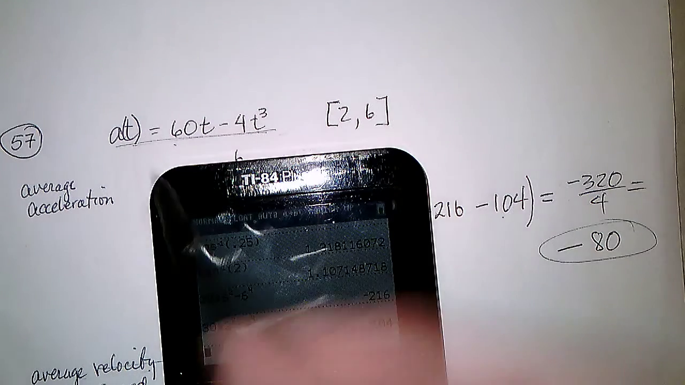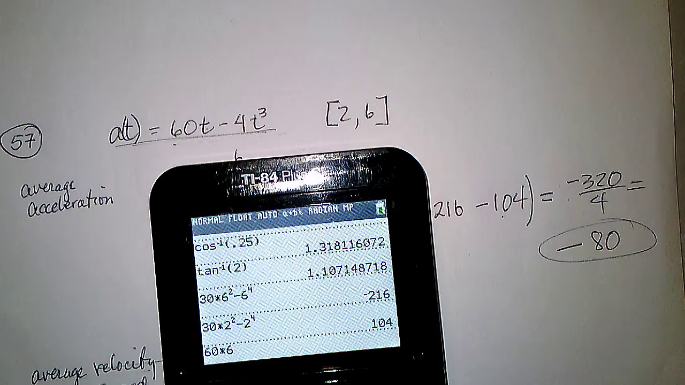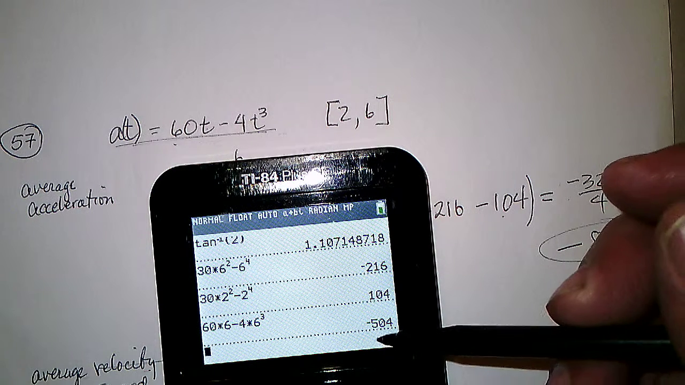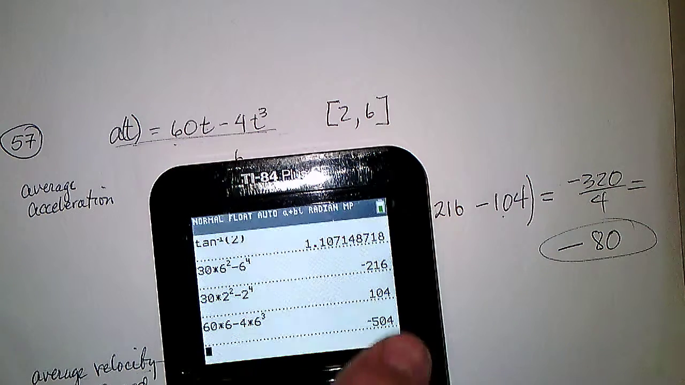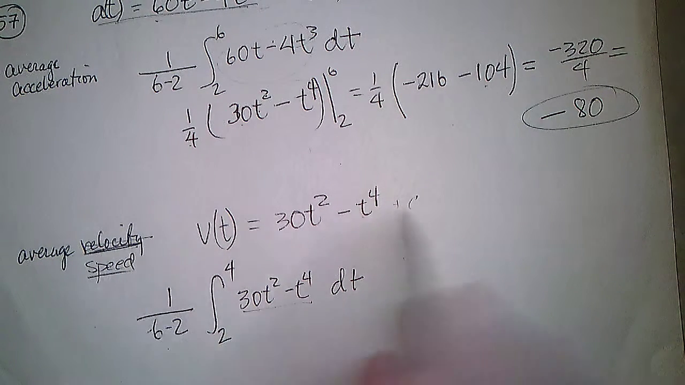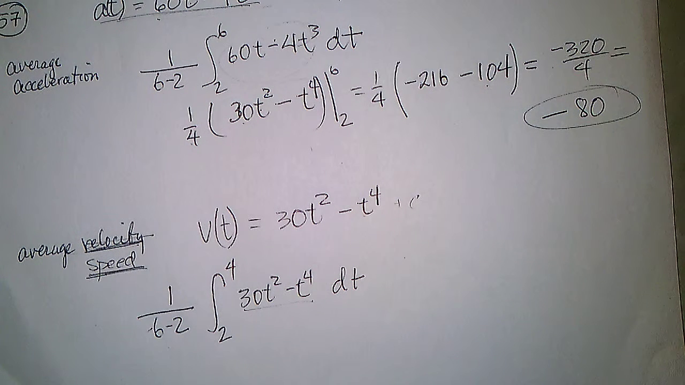Let's see. 60 times 6 minus 4 times 6 to the third is negative acceleration. So this thing is slowing down. Okay? Now, it might not have been negative at the beginning, but it's going negative. Velocity wants to keep track of when it's going positive and when it's going negative. The speed just wants to know whether it's moving, whether it's going forward or backwards.